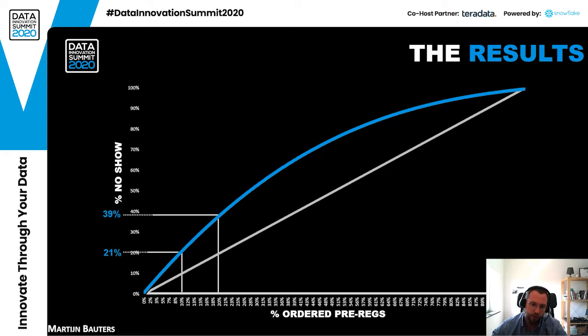and on the right, those that have the least amount of chance. The gray line in the middle is a benchmark that would give you a coin flip, or would be representative of reality, so whenever you take the gray one, you get about 40%. I said on average 40% would be no-show in a sample. So if you follow our ordered prereg list and you target the 10% highest, you would have targeted 21% of all your no-shows. If you would take the 20% highest, you would have actually targeted 40% of your no-shows.